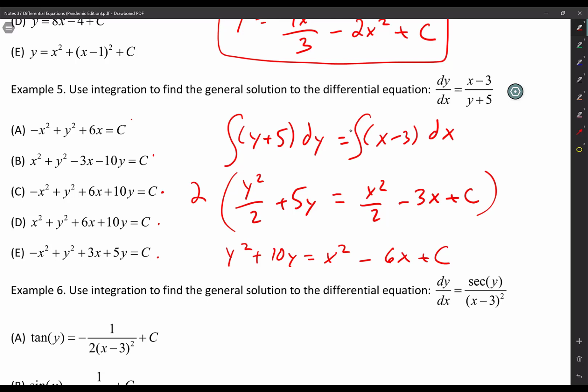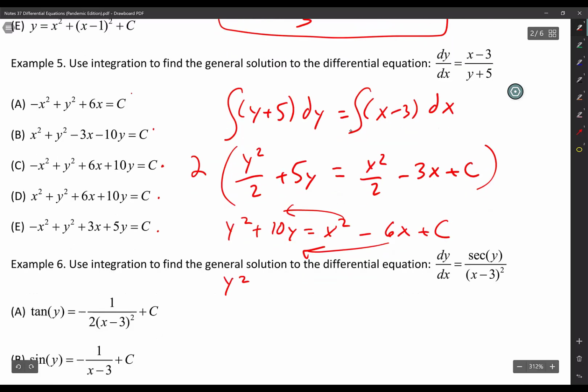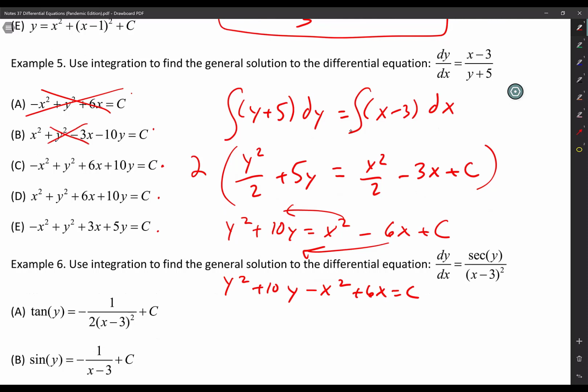And I see that everything says equals c, so I'm just going to move these two to the left. And let's see what we have now. Do I have enough room? Can I write it down here? Y squared plus 10y minus x squared plus 6x equals c. And I look for that. Definitely not A. Definitely not B, because I have a negative x squared plus y squared plus 6x plus 10y. There it is. What do you guys think? Pretty easy, guys?